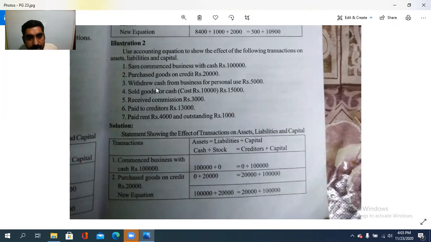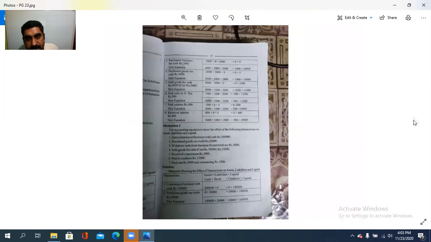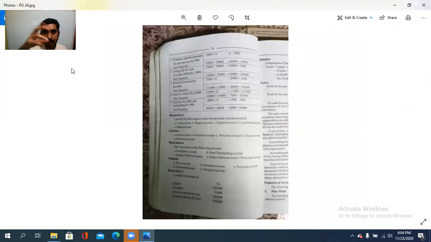Then, withdrew cash from business for personal use. So cash is to be deducted, and the capital is also to be deducted. That makes drawings. Then another item: sold goods for cash. The cost is 10,000, but it is sold for 15,000. So cash is realized as 15,000 and the stock is reduced by 10,000. So there is a profit of 5,000 coming there.